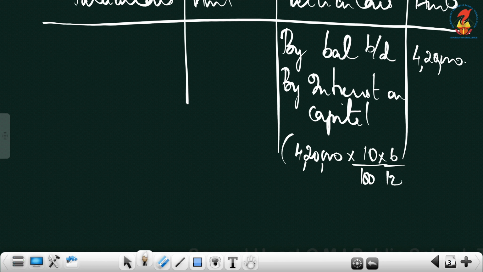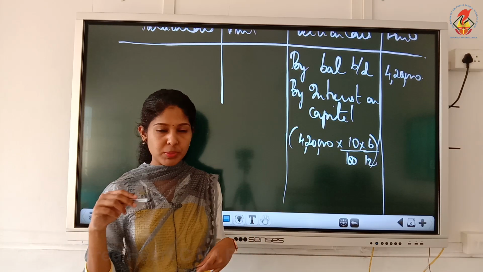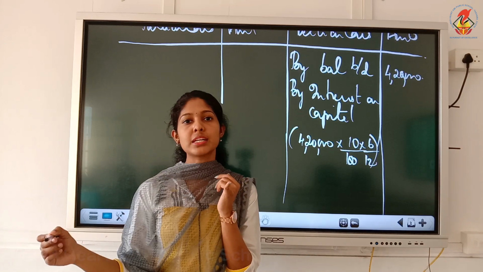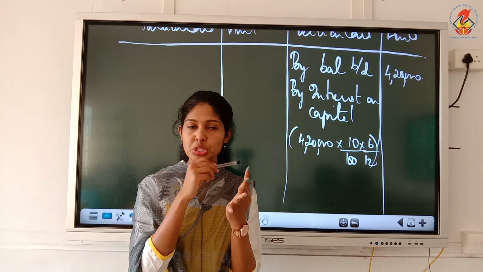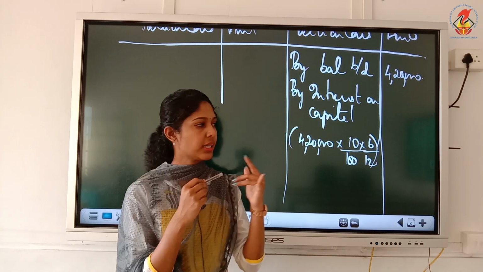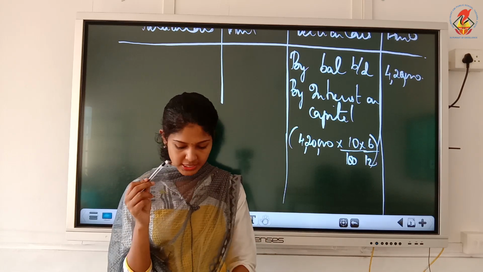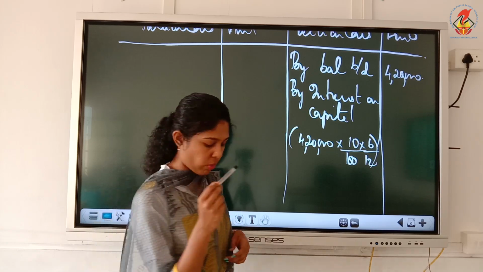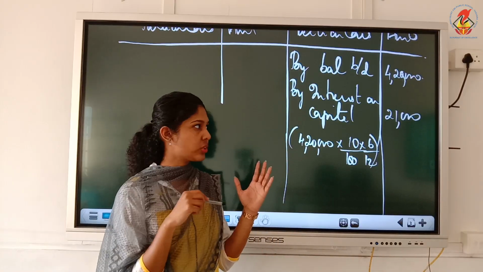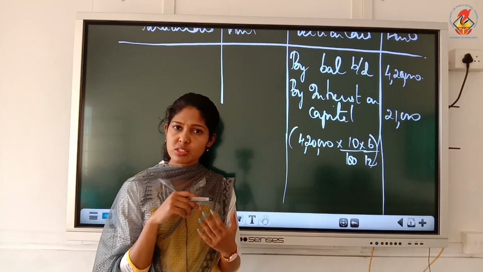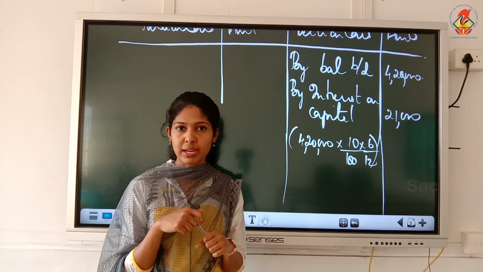And it is to be computed for 6 months. Why is it 6 months? April 1st till 30th of September. So that will be April, May, June, July, August, September. That is how we are computing for 6 months. So the amount is 21,000. You can write it as by interest on capital. In your textbook it is written like by P and L suspense. That is also fine. Or else you write by interest on capital.